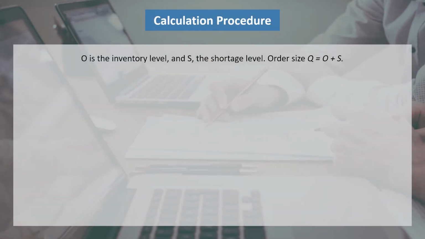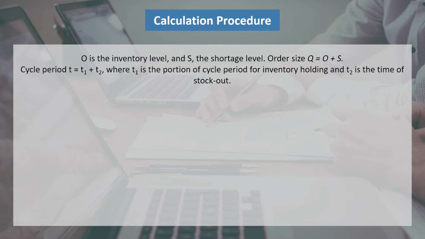So let us understand the calculation of how the inventory level is identified and compared with the economic order quantity, and the shortage level, to see how beneficial it is for management to allow shortages. As I said, O is the inventory level and S is the shortage level. So order size Q is equal to O plus S. The cycle period T is equal to T1 plus T2, where T1 is the portion of the cycle period for inventory holding and T2 is the time of stock-out.